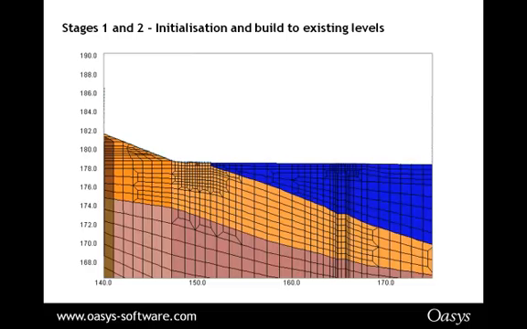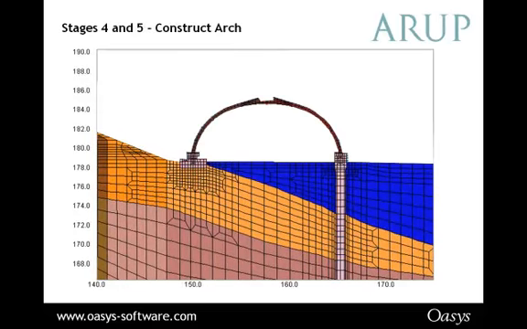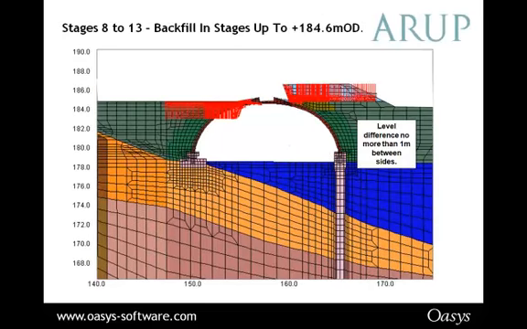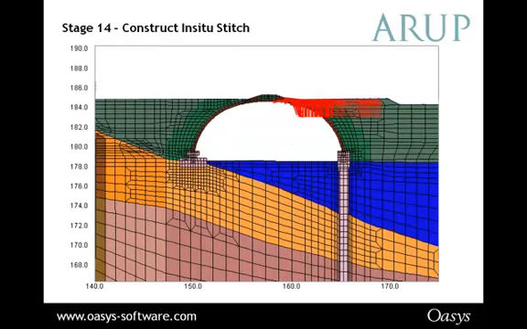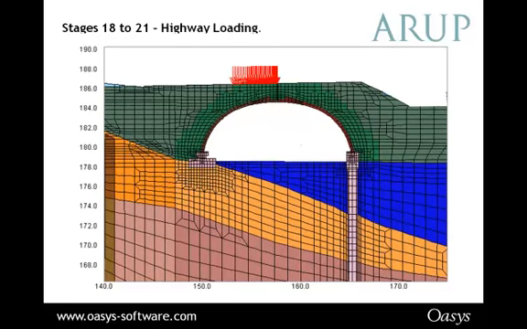So we've got the initialization built to existing levels. We've got the installation of the piles, the construction of the arch. We've got the grout footings and fill down slope. We've got the backfill in stages. We've got the construction in situ, further backfill, and the highway loading.